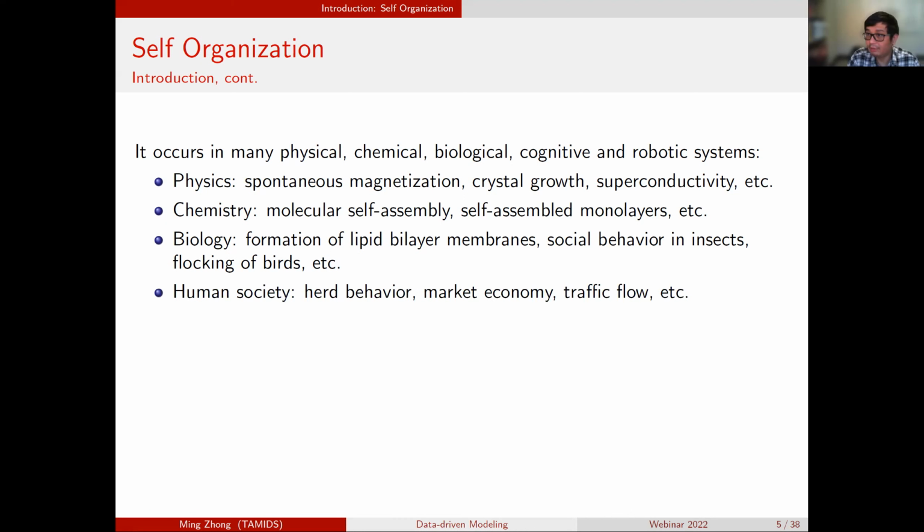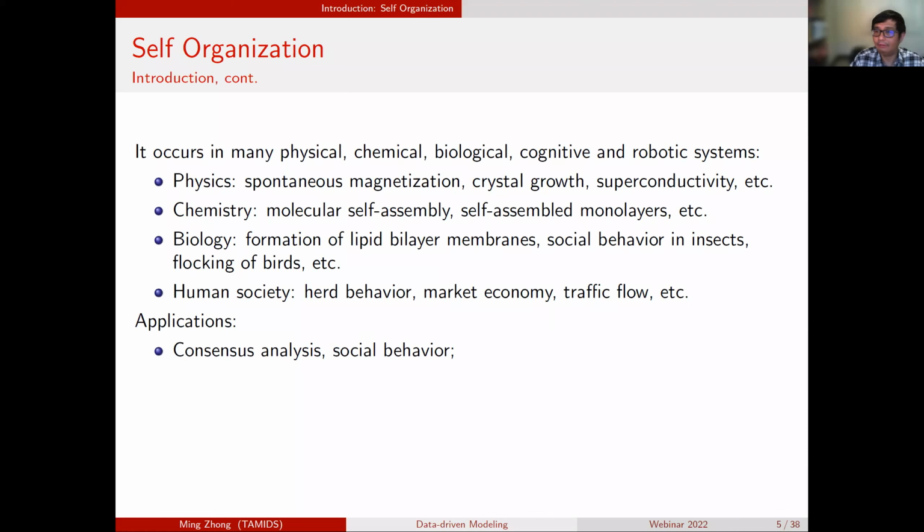For humans, as intelligent animals, we also have so-called group behavior or herd behavior that you can see happening for us, basically just like following the group. You can also have it happening in abstract concepts. Self-organization also happens in market economies and traffic flow.